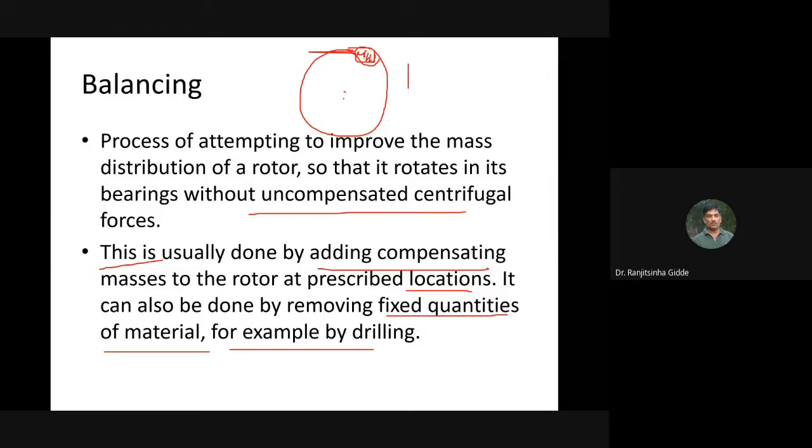So suppose this is one disc and it is manufactured. Due to the density difference in the material, some portion gets voids, some cavities will be there, because of which its center of mass does not coincide with the center of rotation. So for that reason we need to go for balancing.